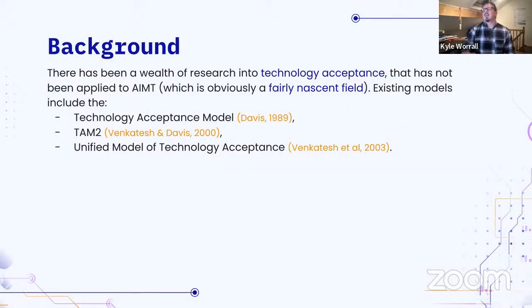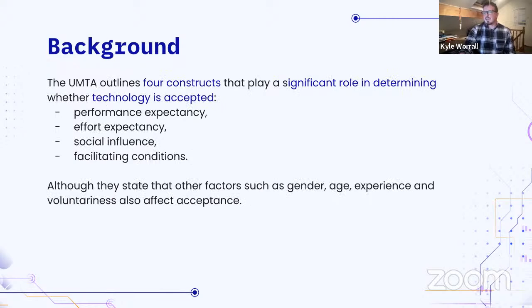For a bit of background, there's been a lot of research looking at technology acceptance because technology has developed rapidly in the last 50 years. And obviously AI music tech is a very nascent field, but there are some early models for technology acceptance that haven't been applied, such as the technology acceptance model, which is the TAM. There's the TAM2, and then there's a unified model of technology acceptance, which is the one I'll talk about more today. The UMTA outlines 4 constructs by bringing together 8 different models. And it says that these 4 constructs play a significant role in determining whether technology is accepted.